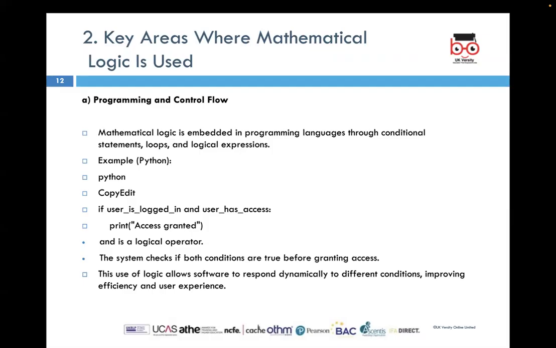Programming and control flow. Mathematical logic is embedded in programming languages through conditional statements, loops, and logical expressions. An example is in Python, where if the user is logged in and user has access, then if both of these are true, the program would print out access granted. And is a logical operator. The system checks if both conditions are true before granting access. This use of logic allows software to respond dynamically to different conditions, improving efficiency and user experience.